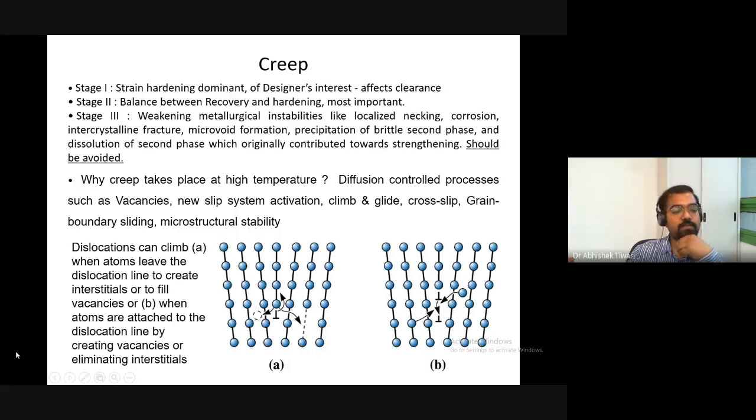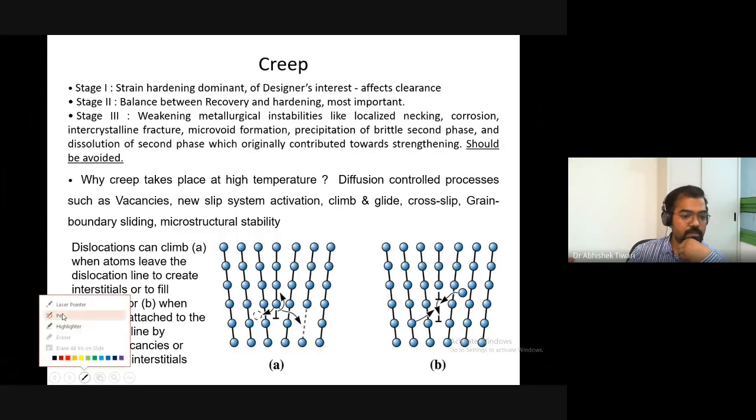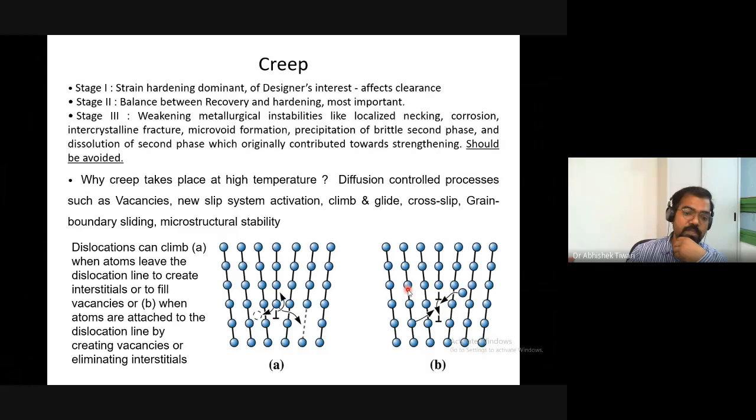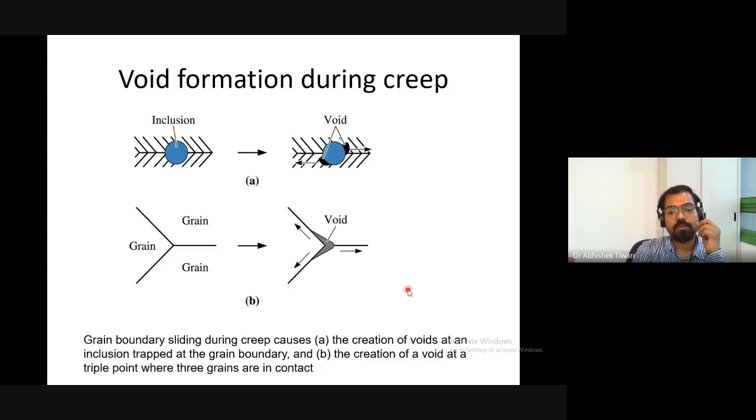And then once you have, so let me use the pointer. Once this atom is out and you have a vacancy here, then this dislocation has climbed. So this mechanism we know, and this happens at lower temperature. So that was the mechanism of dislocation climb, which happens in creep.